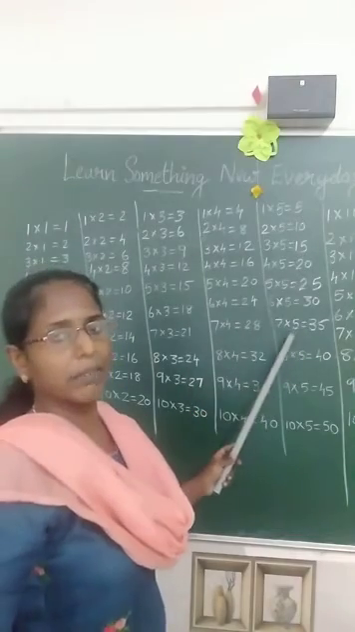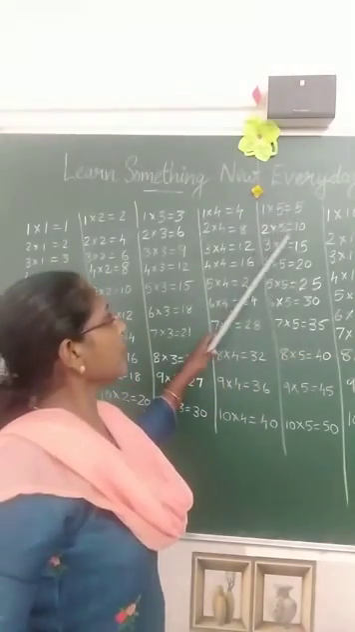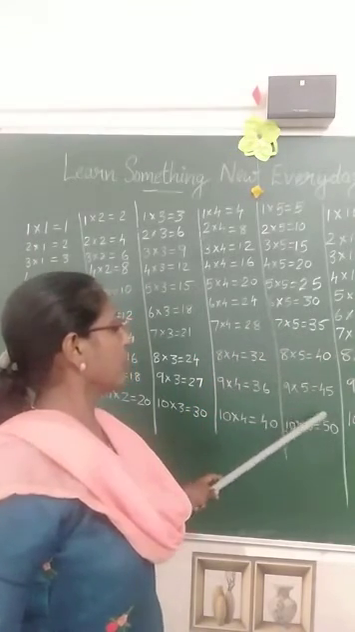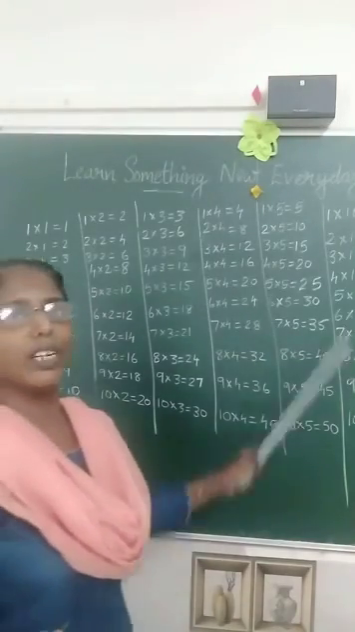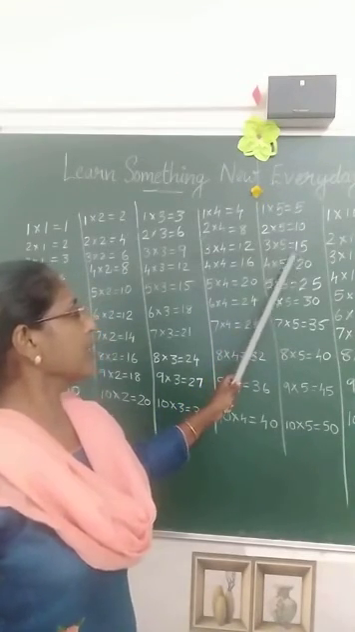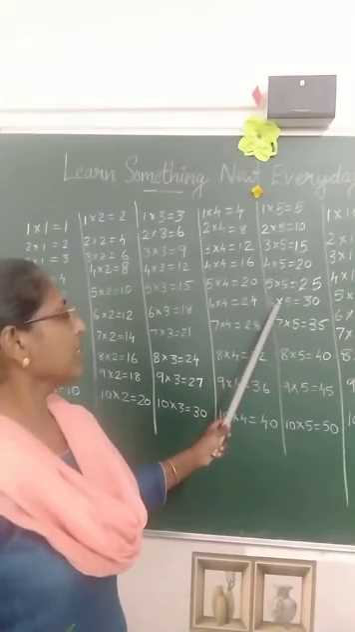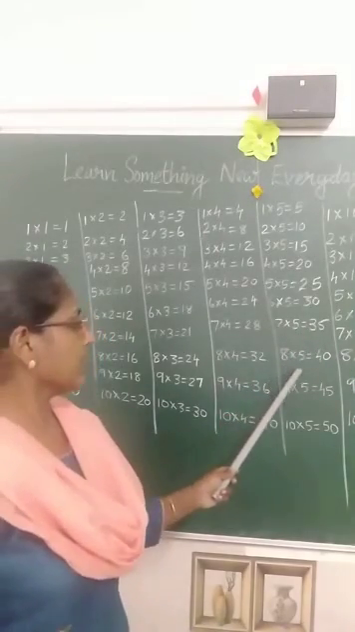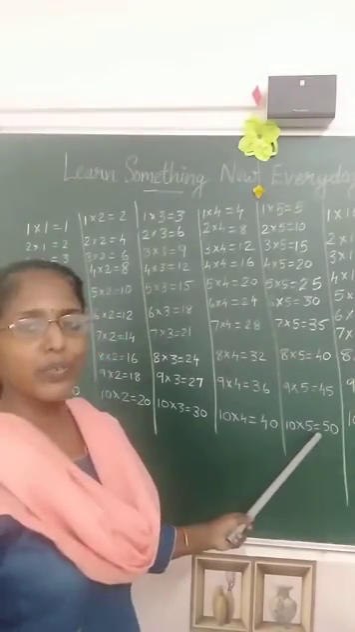In 5's table, if we skip count by 5, we will get the answer. That is very easy. 5, 10, 15, 20, 25, 30, 35, 40, 45, 50. Like this, the answer will come. Once again this one. 1 5 is 5, 2 5s are 10, 3 5s are 15, 4 5s are 20, 5 5s are 25, 6 5s are 30, 7 5s are 35, 8 5s are 40, 9 5s are 45, 10 5s are 50.